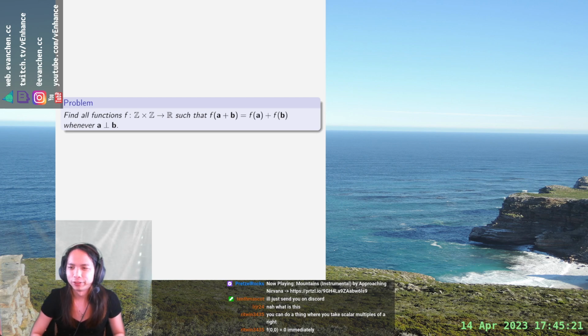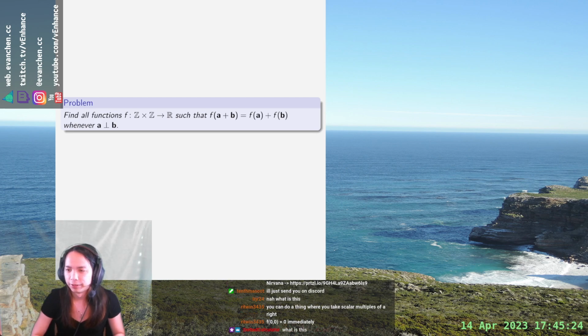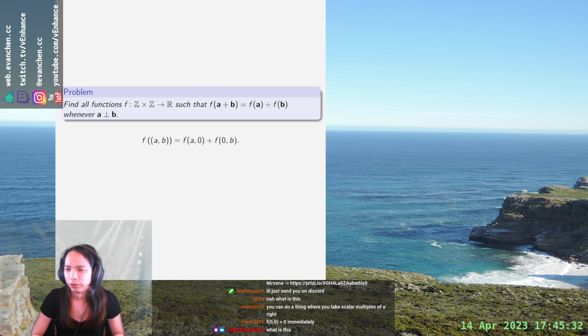And also, more importantly, f of (a, b) is equal to f of (a, 0) plus f of (0, b) right away. So you really only need to think about vectors that have a 1, 0 component, I guess. I should use a and b, that's super confusing. xy, we'll use xy.